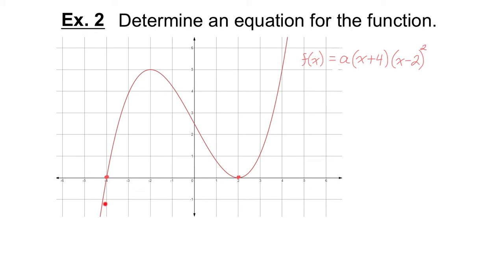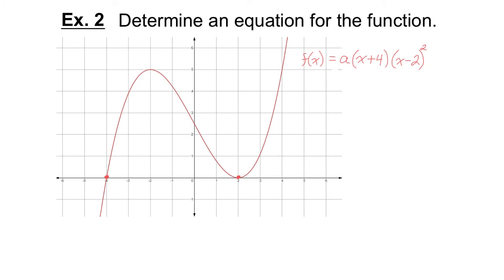f of x, so this function, I'm calling f of x, it's equal to some coefficient multiplied by these factors. These are the roots. x plus 4, x minus 2, and it's squared because of the behavior of the graph at that x-intercept. Our next task is to figure out the value of this coefficient. And to do that, I need to know another point on the function.